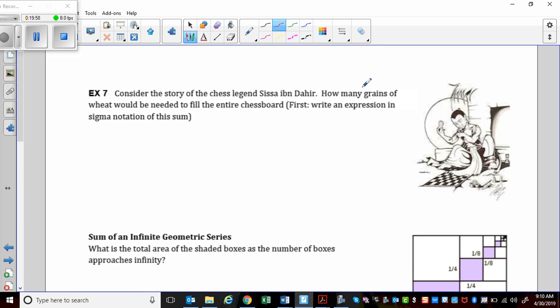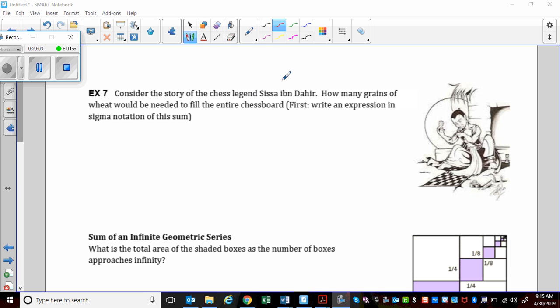Alrighty, let's take a look at another example. It says, consider the story of Sisa. Sisa was a famous mathematician. He lived in India and he taught his king about a game called chess. And the king was so happy that he offered Sisa anything that he wanted.